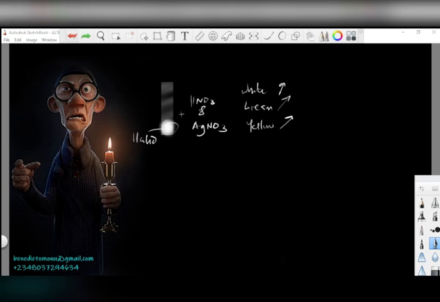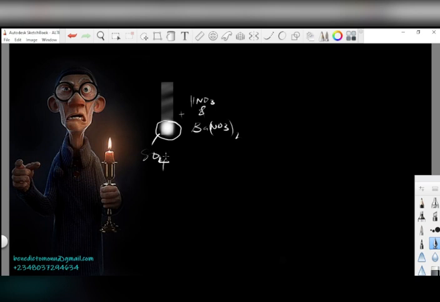Now, what about if I don't add this and I add nitric acid and then followed by barium nitrate? If I add barium nitrate, I get a white precipitate. That tells me that this must contain the sulfate ion.